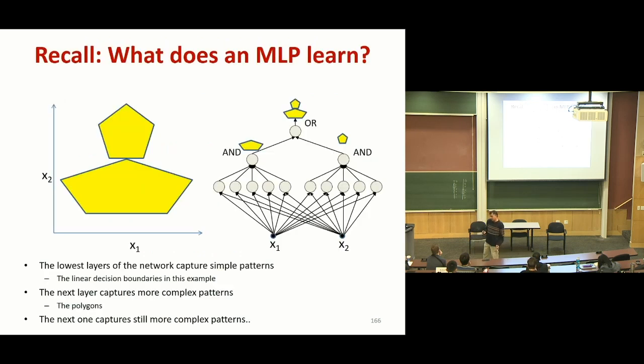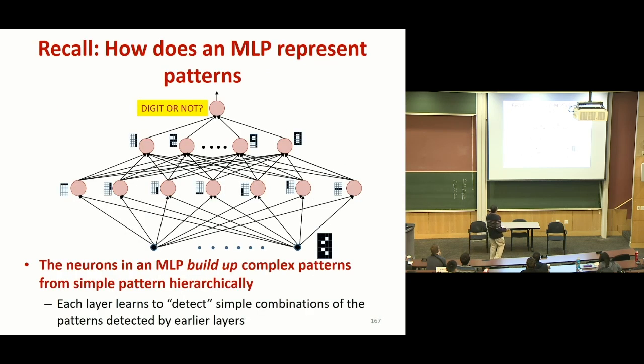Now before I continue, what exactly does an MLP learn? We've seen this in class number 2. We saw that the lowest layers of the network capture simple patterns, like the outlines of these pentagons. The next layer captures more complex patterns, like individual pentagons. The next higher layer captures even more complex patterns. If you want to make the network nice and parsimonious and simple, you want it to build up patterns from bottom to top and not expect everything to be done in just one layer, right? And so as you go through the network, the patterns become more complex.